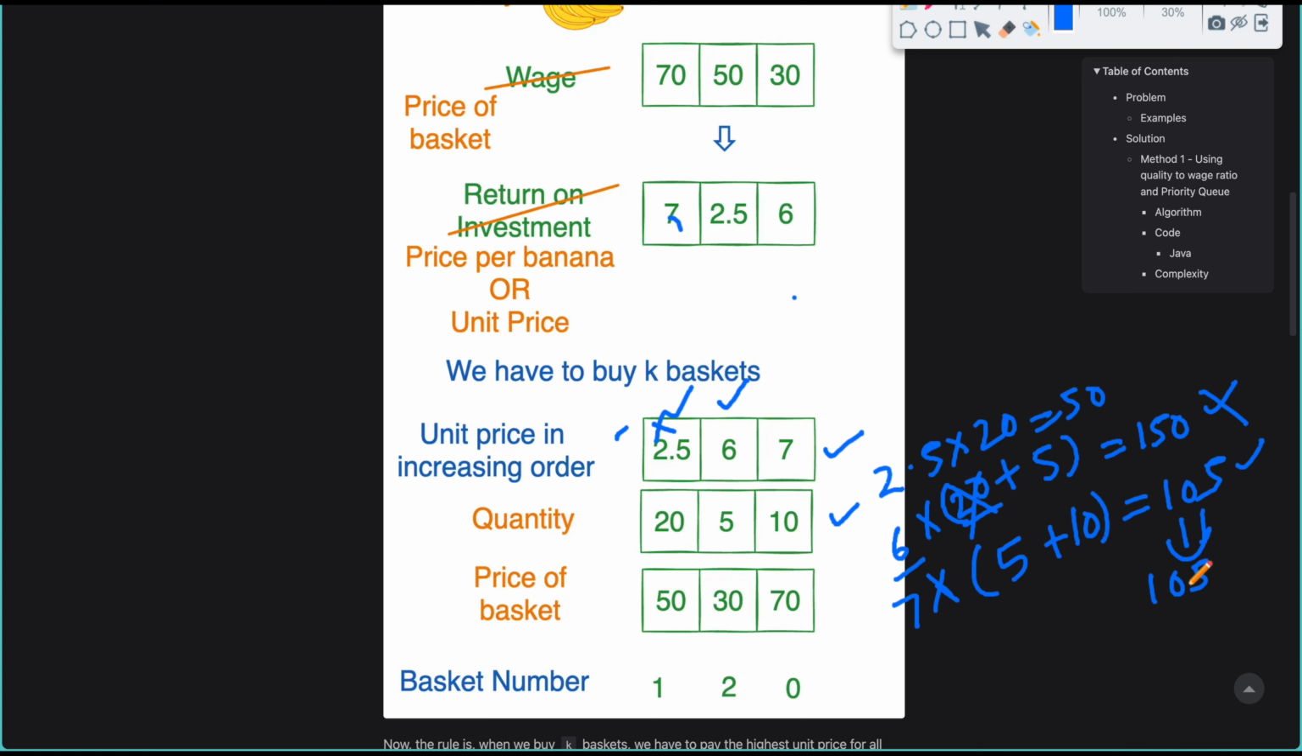Of course, if there are more banana baskets to process, we will keep on processing them. Our unit price will go on increasing. And now let's jump into the code part.